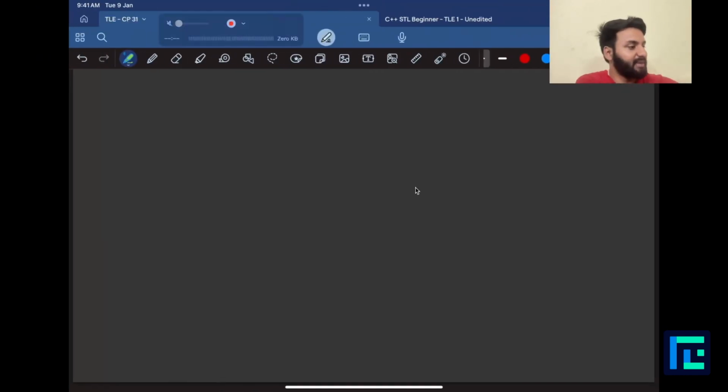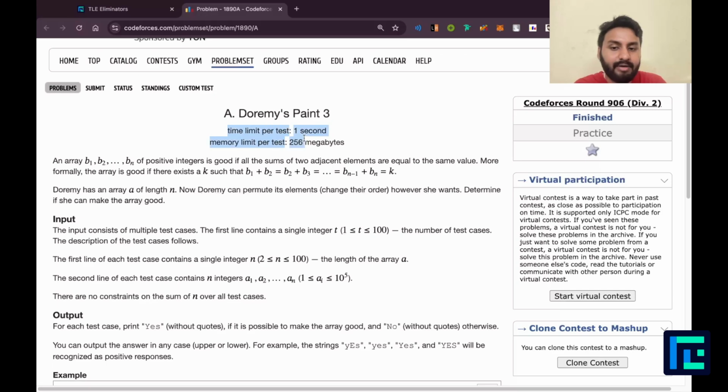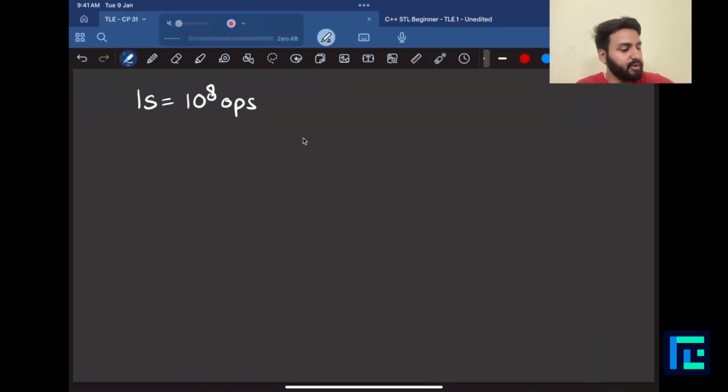Because in 1 second I am allowed 10 power 8 elementary operations. And if I look over here in the problem, the time limit per test is 1 second. So if I talk about one test, how much is Codeforces allowing you to run the problem in? It's basically allowing you 1 second, which means effectively 10 power 8 operations.